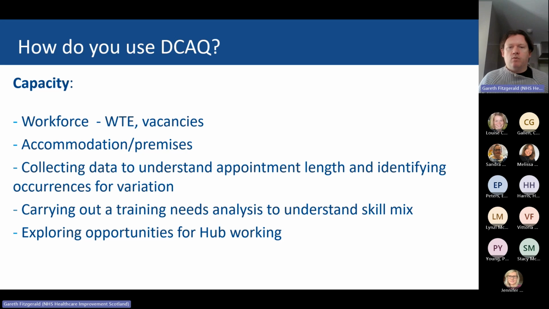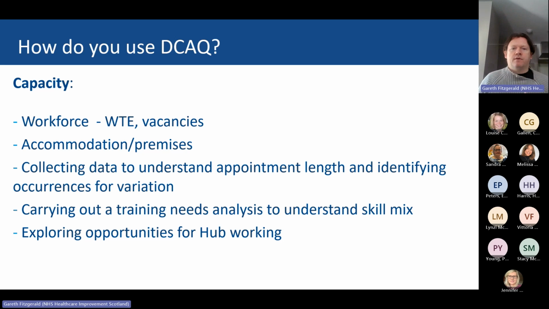Training needs. Who can deliver what care? And you have the team working to the top of their competency, which will then have an impact on job satisfaction, and recruitment and retention is a hugely important thing when it comes to our primary care services, and also just staff well-being in general.